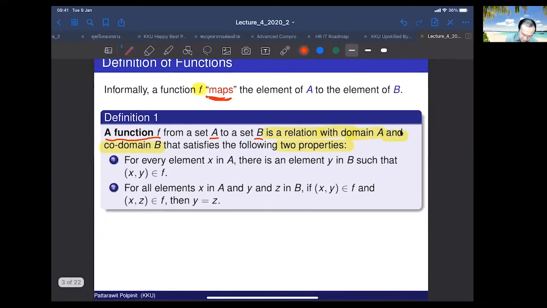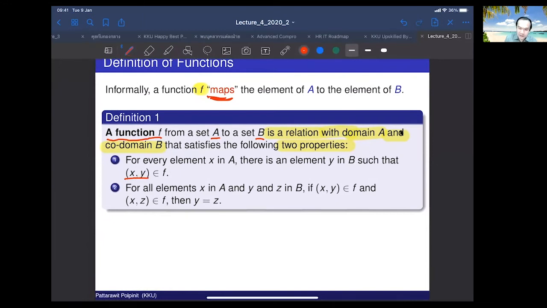the ordered pair xy is in function f, okay? So the key point here is that for every element x in A, that's the key point, okay? There is an element y in B such that xy is in function f. So this is just saying that every element in set A has to be mapped or has to be used or has to have a link from itself to some element in set B.